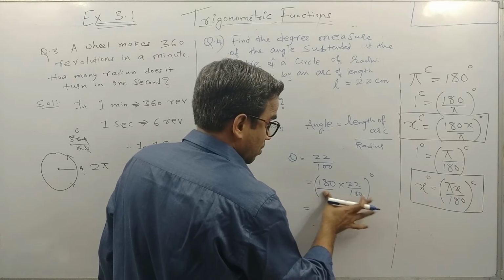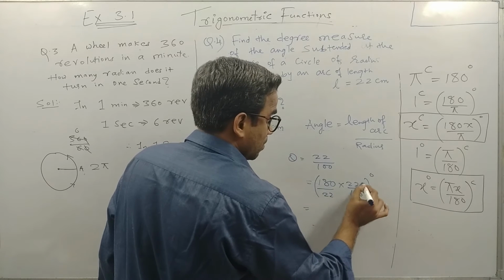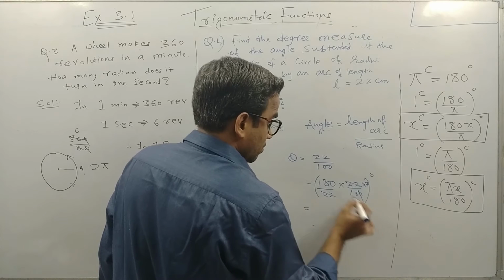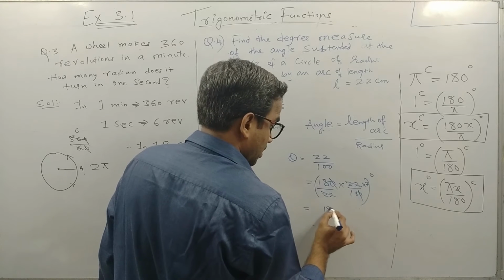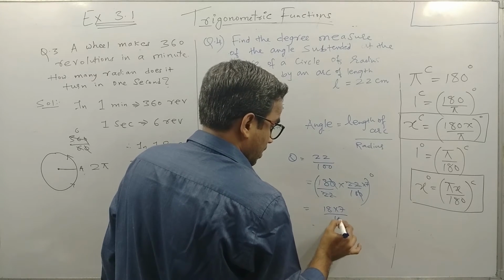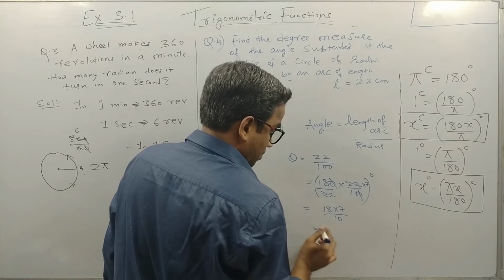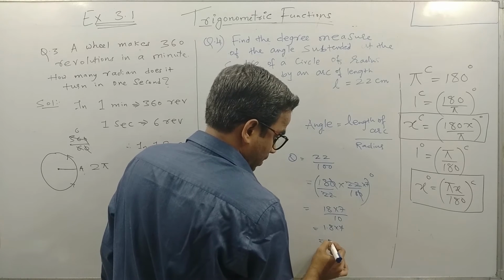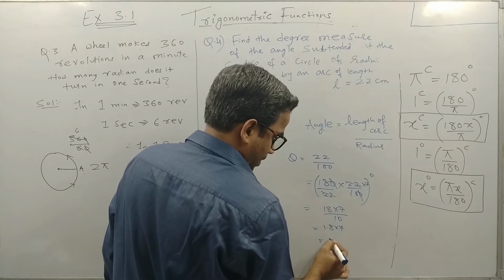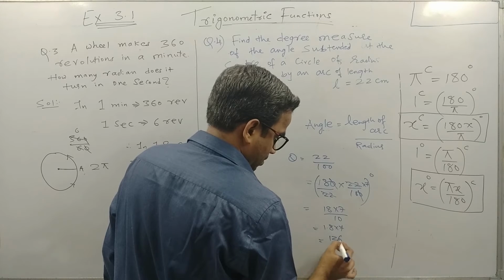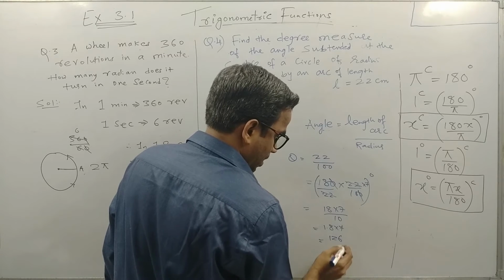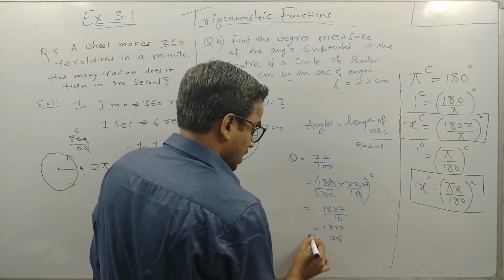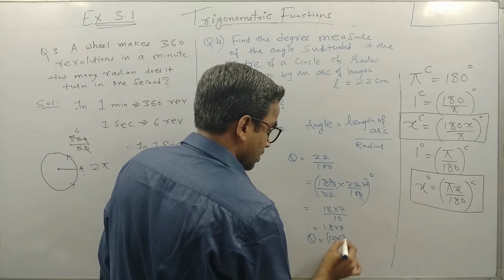So we know pi is what? 22 by 7. So 7 will go up. So 22 gone. 0 is gone. So this will be 18 into 7 divided by 10. So this will be 1.8 into 7. So if you multiply 18 into 7, you get 126. So this will be 12.6. So that means our theta is 12.6 degree.